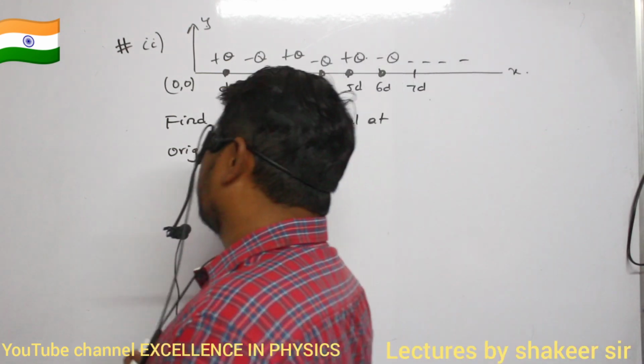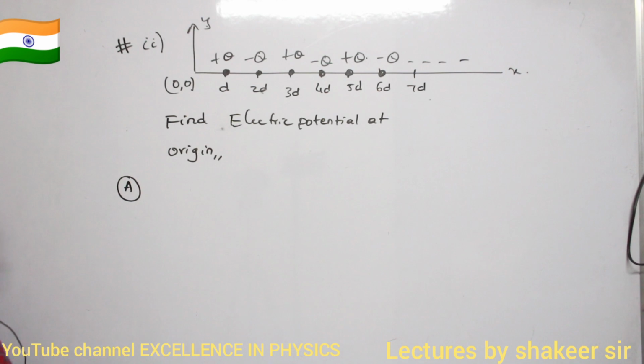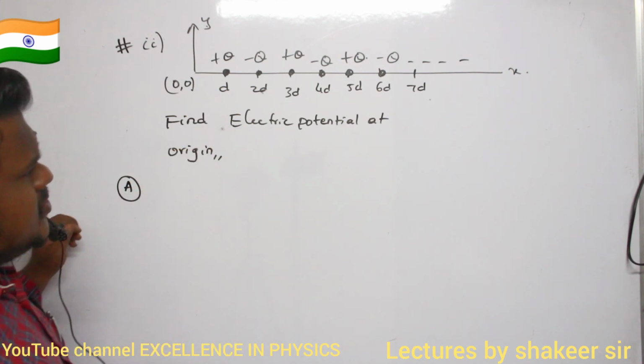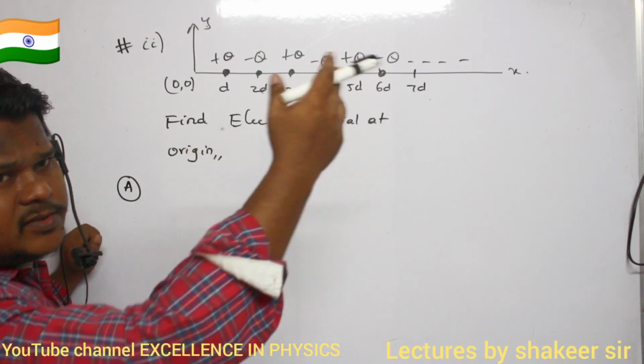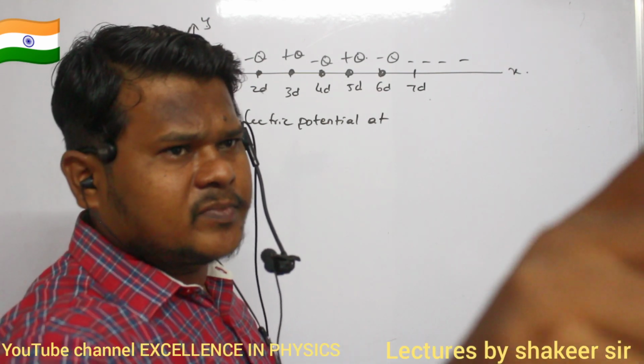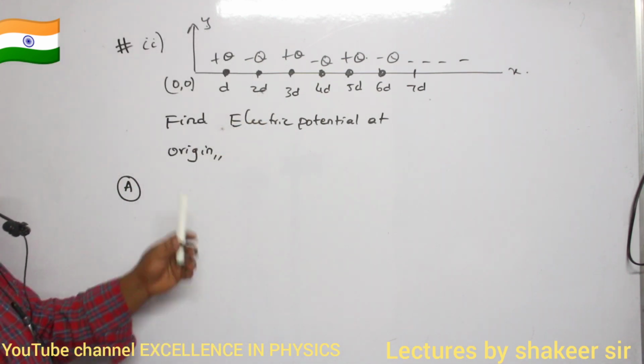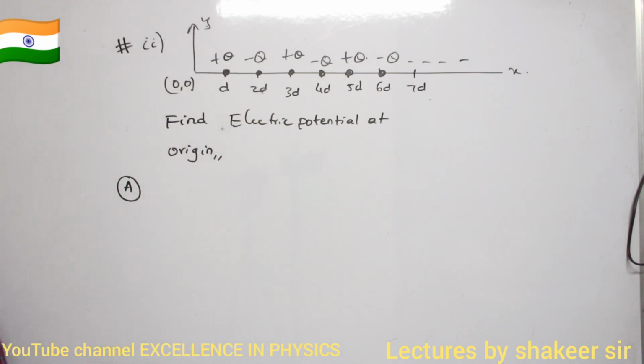Okay? So plus q, minus q, plus q, minus q, they are arranged in this type of fashion, and here also they are arranged up to infinity only. Are you able to understand? So therefore, how can I calculate the potential because of all these charges at the origin?